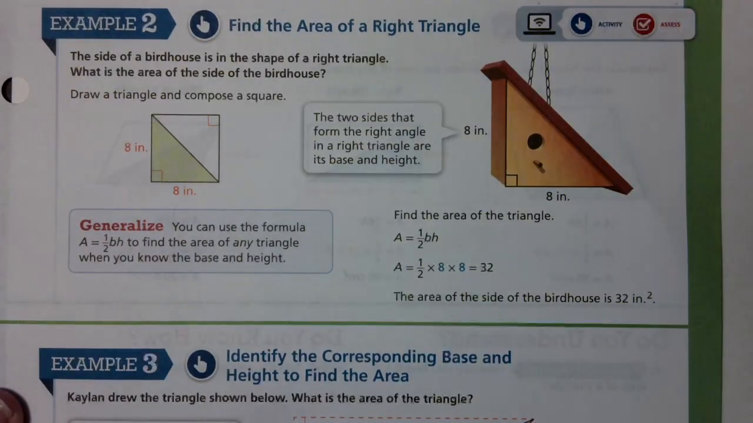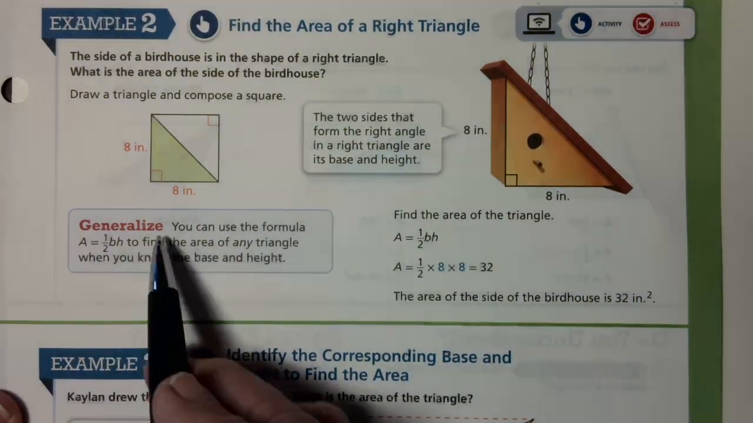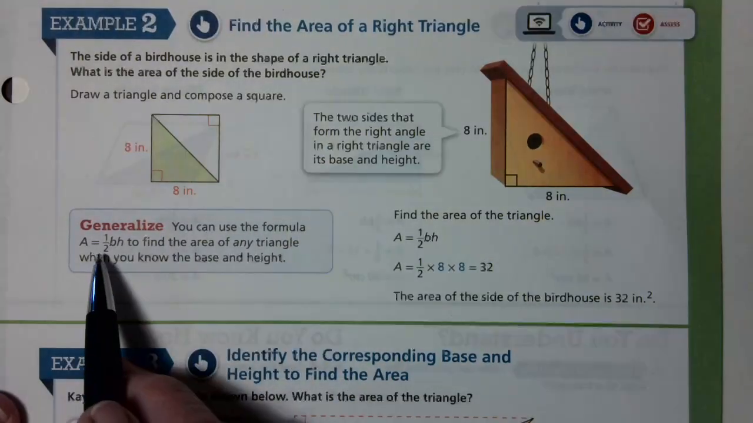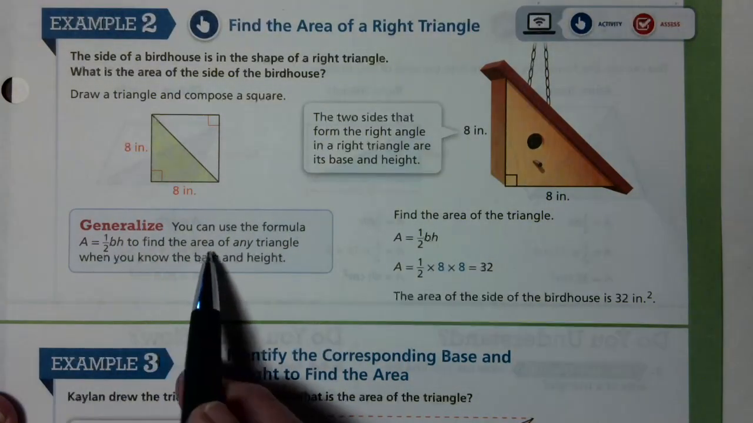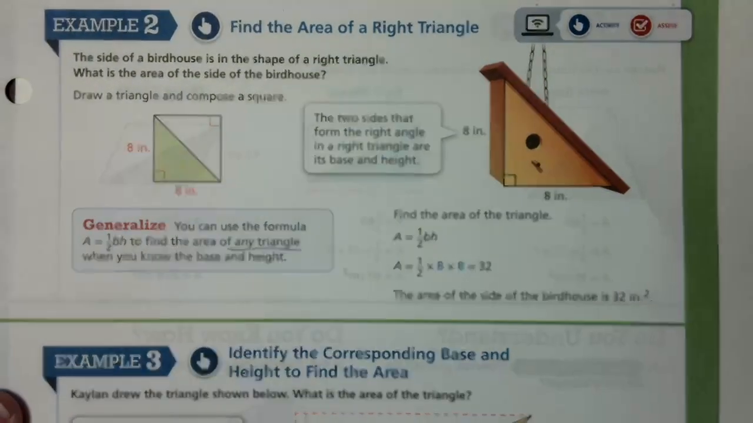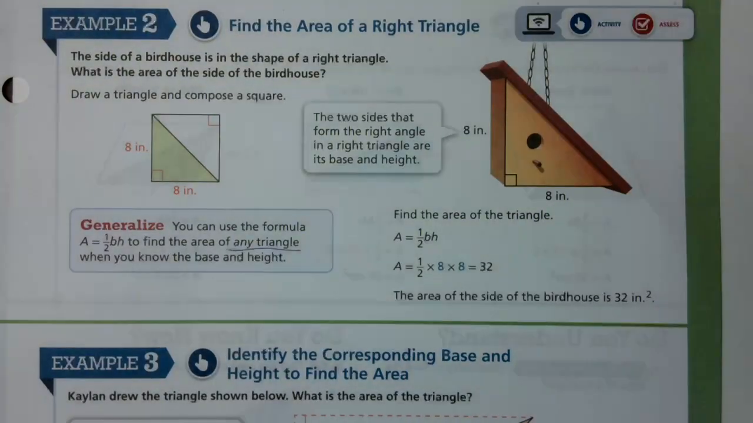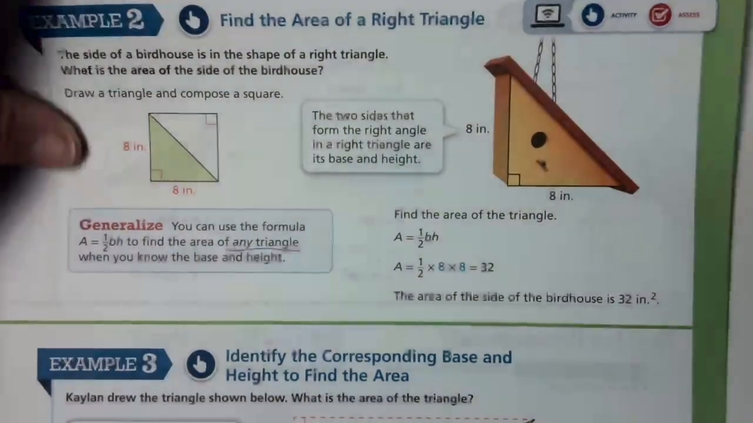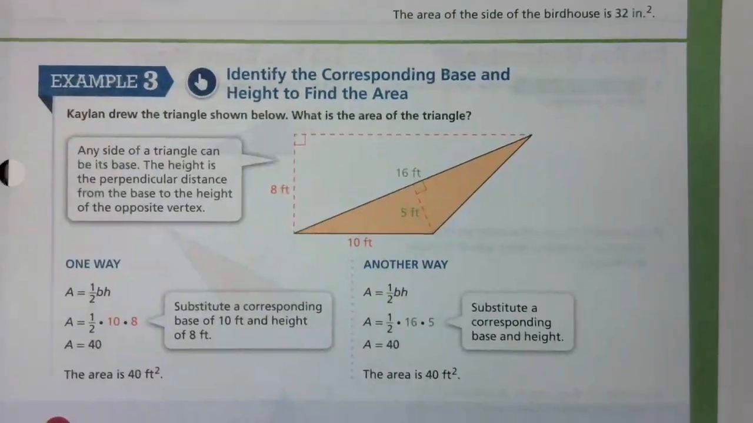Notice what it says over here under generalize. You can use the formula 1/2 the base times height to find the area of any triangle when you know the base and the height. It doesn't matter what type of triangle it is.